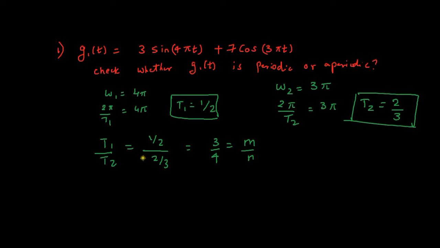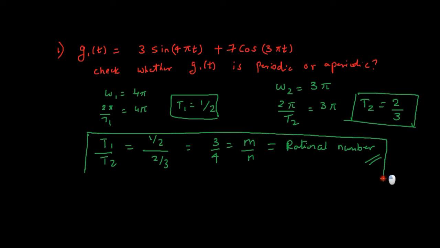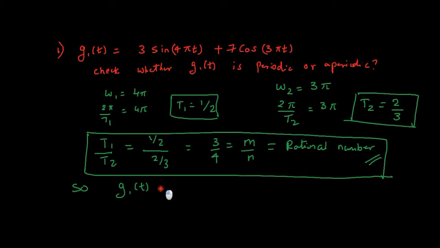So what we have learned, g of t is a periodic signal if t1 by t2 is a rational number. Since 3 by 4 is a rational number, this whole t1 by t2 is a rational number. So g1 of t is a periodic signal.